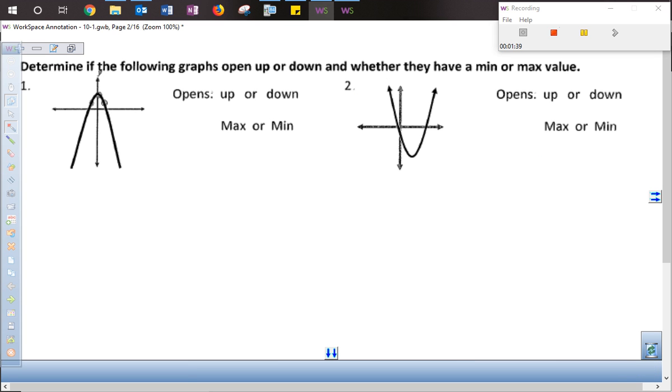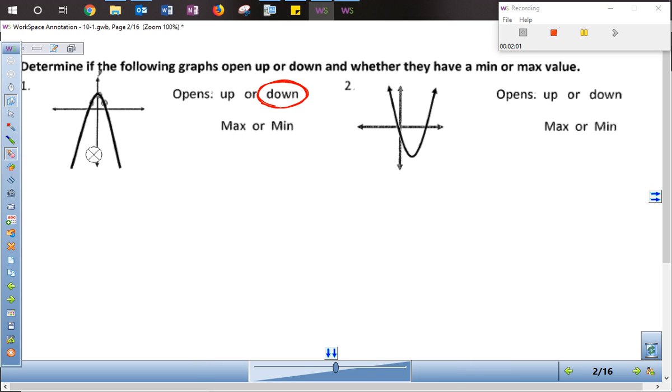So, it says determine if the following graphs open up or down and whether they have a minimum or a maximum value. So on number 1, first of all, they just want to know if this graph opens upwards or if it opens downwards. Well, it looks like a frowny face here, so that's going to mean that it opens down. But the next question wants to know if it has a maximum point or a minimum point.